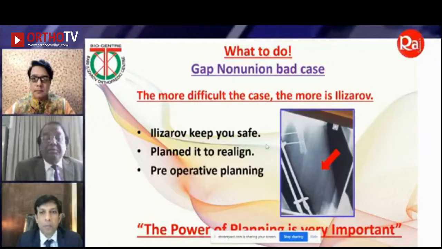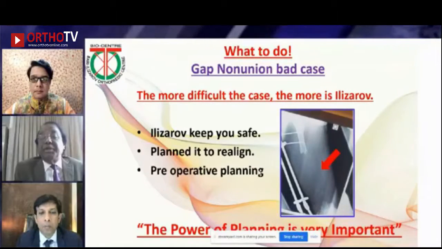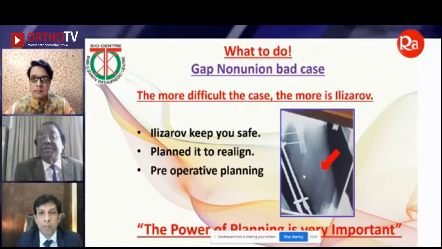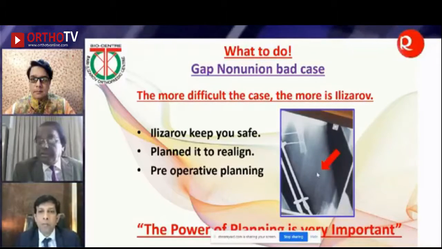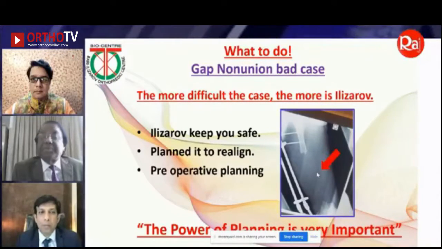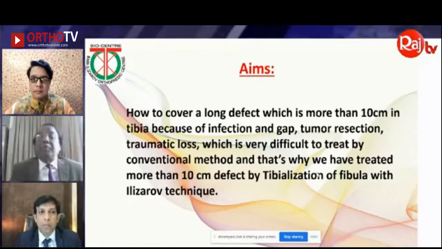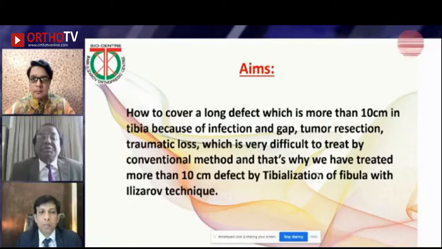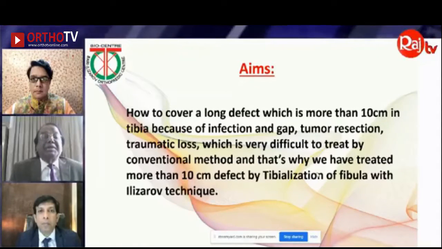Plan to realign, and pre-operative planning is very important. The power of planning is very, very important before starting the surgery. Dear friend, look at this, 27 centimeter. The bone fell down on the ground, and the boy came to my place after 3 days with that bone and told me, "Doctor, I want to keep my leg like this. You just put it inside and do my surgery." I was laughing at that time.